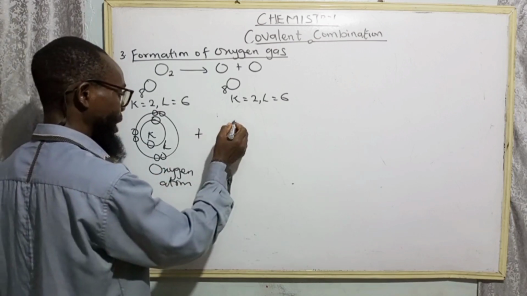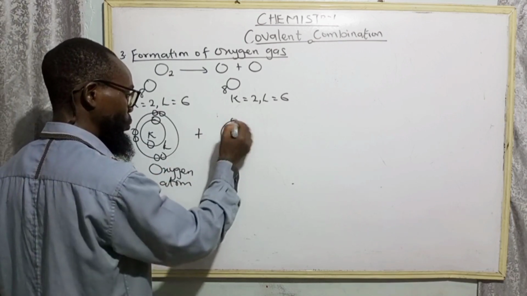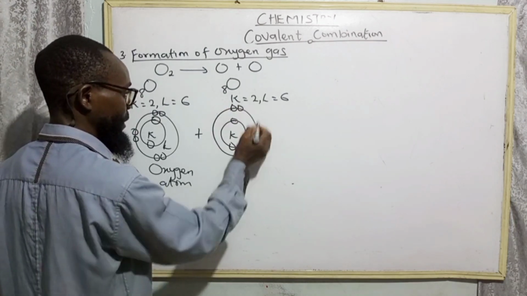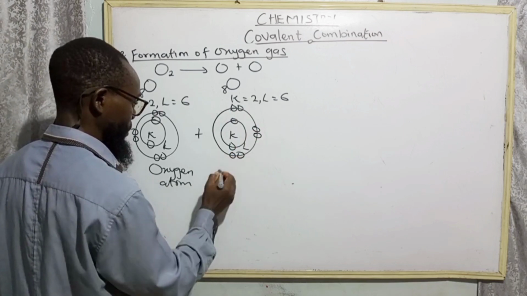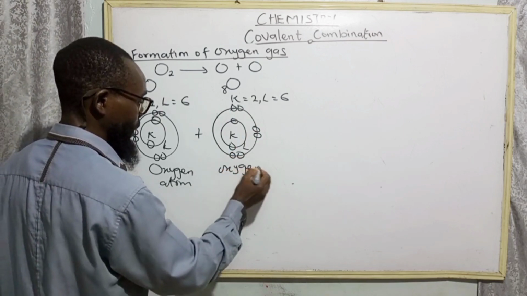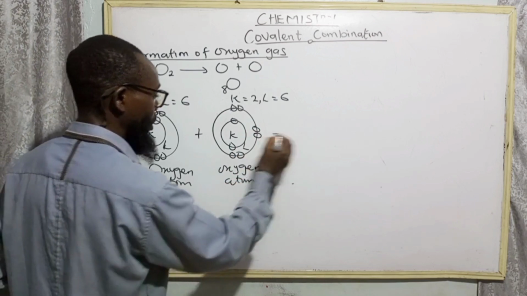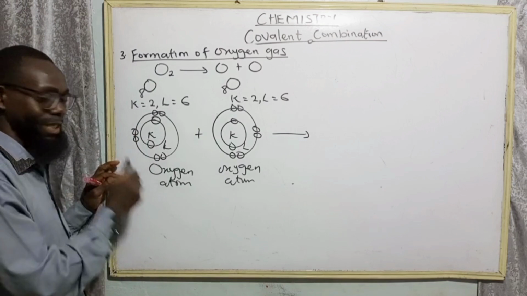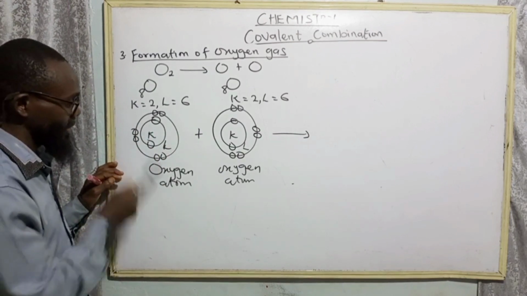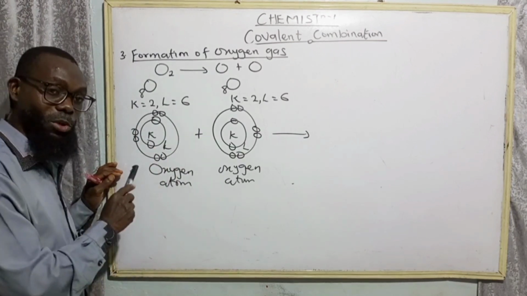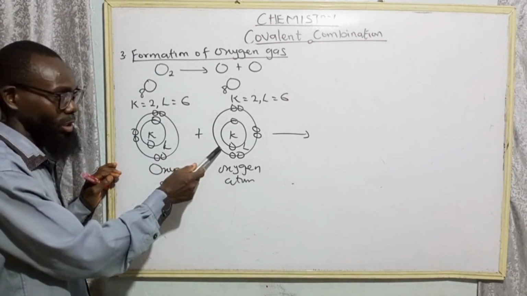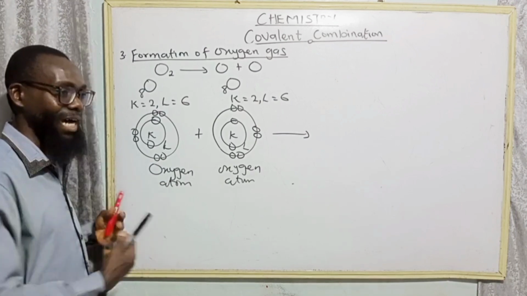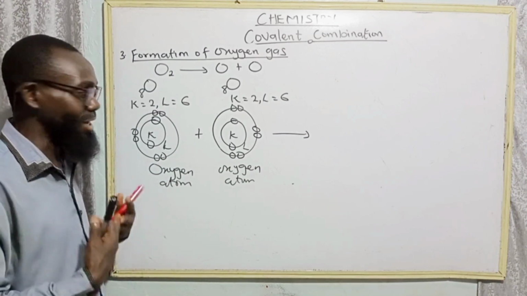Then to another oxygen atom, K shell 2 and L shell 6. Now, for these two oxygen atoms combined together, you can see that the first oxygen atom has 6 electrons in the outermost shell, and these 6 electrons want to complete the octet rule, likewise this one. So none of them is ready to donate and they cannot donate. In this case, they have to pair together in order to balance.